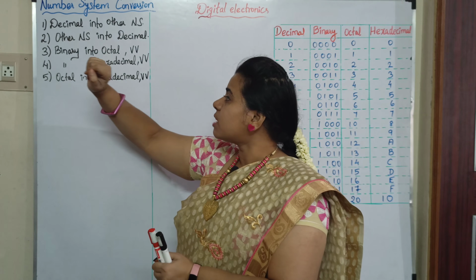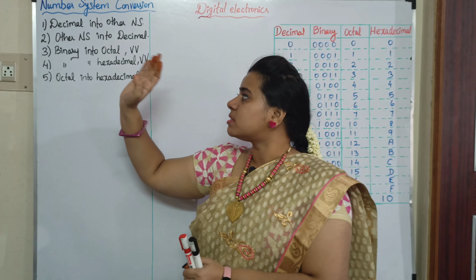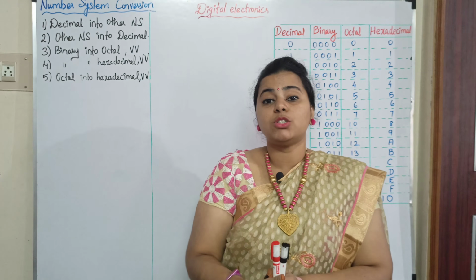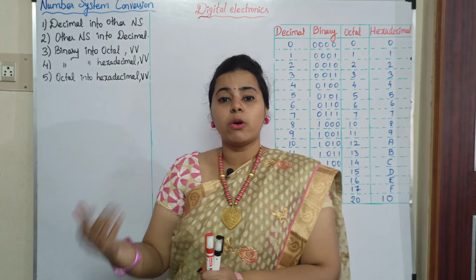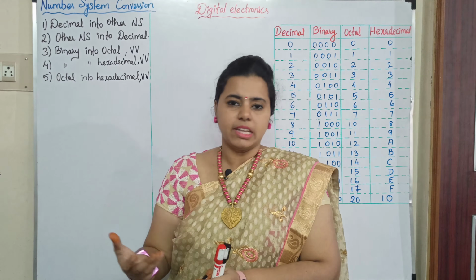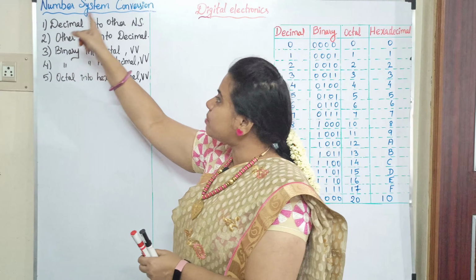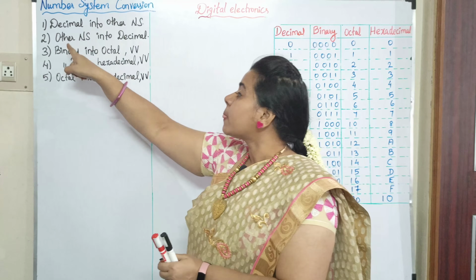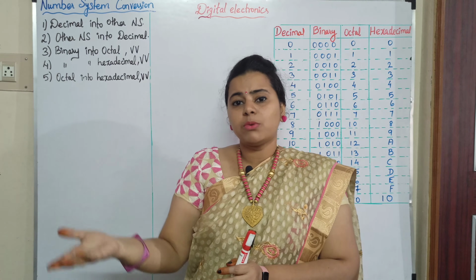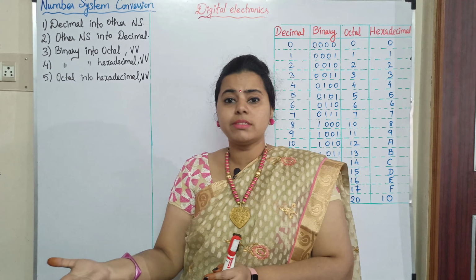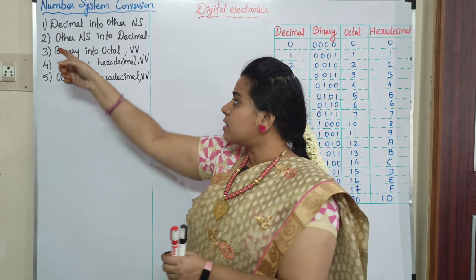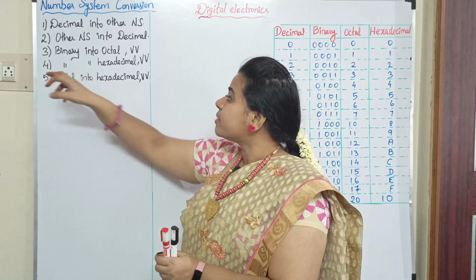First conversion, decimal into other number system. So here we are going to discuss how to convert decimal number into octal, binary or hexadecimal or any other number system like quaternary, septenary, senary. So these all come under decimal into other number system. Next, other number system into decimal. So same thing, binary into decimal or hexadecimal into decimal, octal into decimal or any other number system into decimal. These all come under this second one.